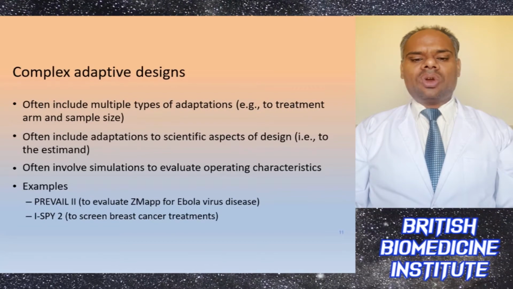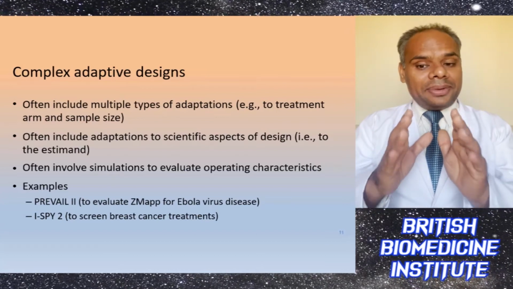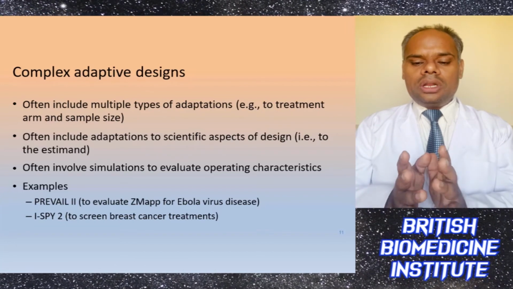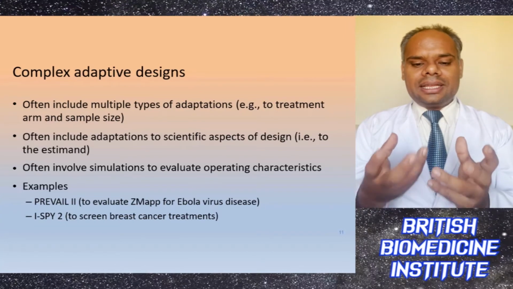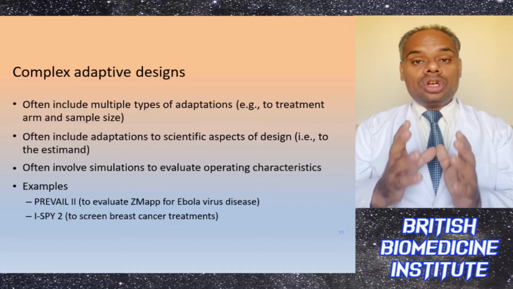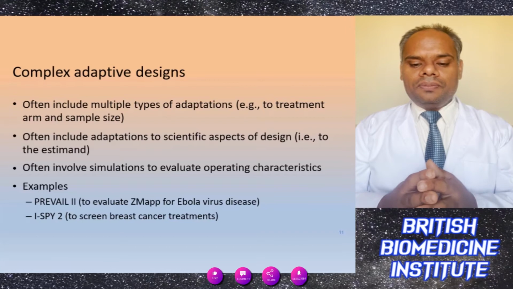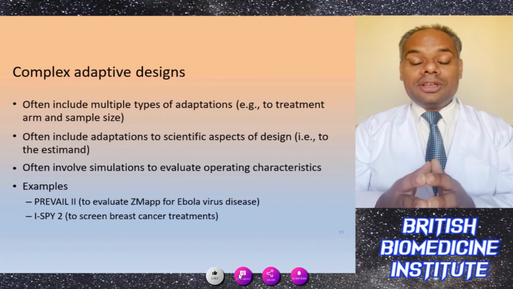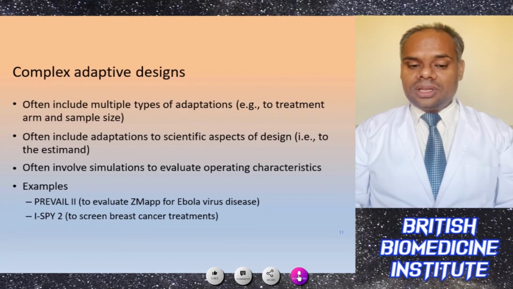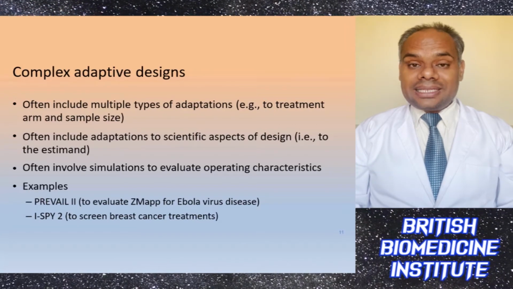So there are various complex adaptive designs, which often include multiple layers of adaptations, for example to treatment arm and sample size. They often include adaptations to the scientific aspect of the design, for example to the estimate. They often involve simulation in order to evaluate operating characteristics. For example, one was used to evaluate the ZMapp medicine for the Ebola virus disease, or I-SPY 2 was used to screen breast cancer patients.